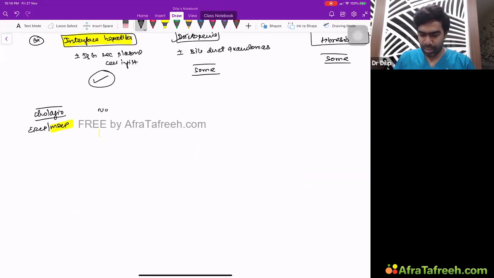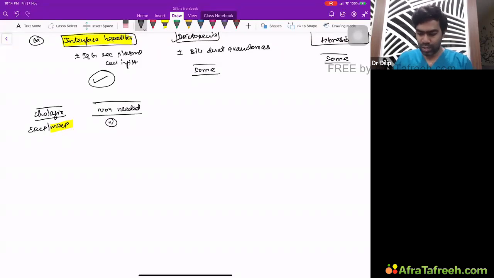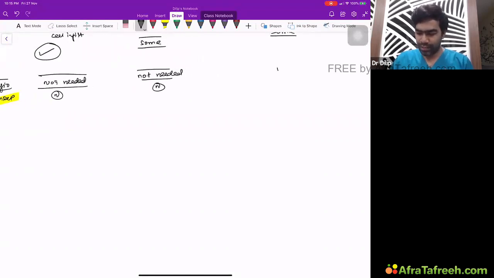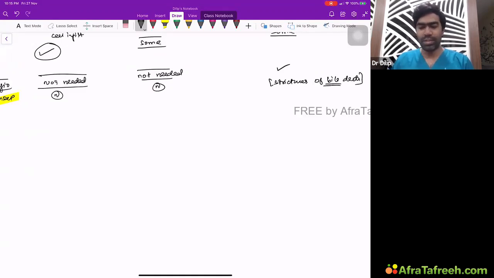Cholangiography is typically not needed in patients with AH. Even if you do cholangiography, it will be completely normal. Cholangiography, once again, is typically not needed in patients with primary biliary cirrhosis. Even if you do, it will be normal. But in PSC, cholangiography is definitely needed, where you will see strictures of the bile ducts. Typically, this is an extrahepatic bile duct disease, so there will be stricture of bile ducts.